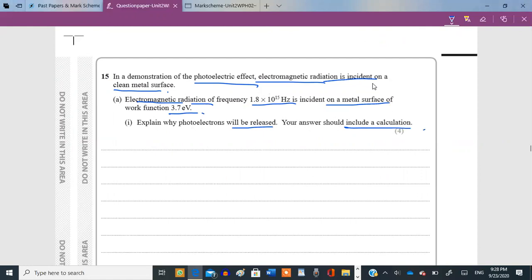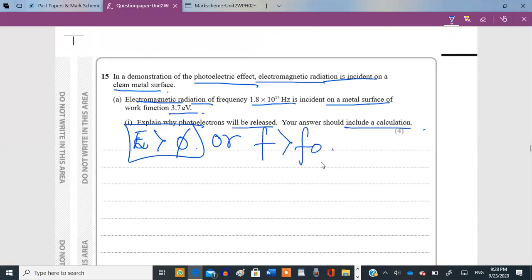Okay, why will this demonstration that they have done in the question cause the photoelectric effect to occur? What was the condition of the photoelectric effect? Well, the energy of the photons which are coming must be greater than the work function energy. Or in other words, I can say that the frequency of the incident photons should be greater than the threshold frequency. If either of the two conditions is fulfilled, then the photoelectric effect will occur. Correct?